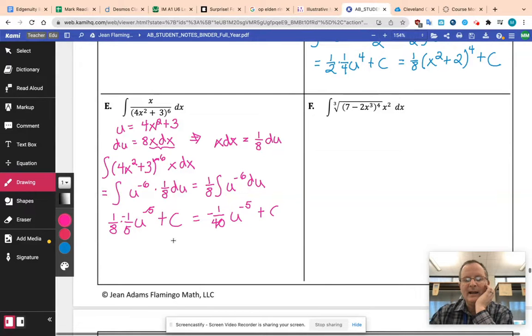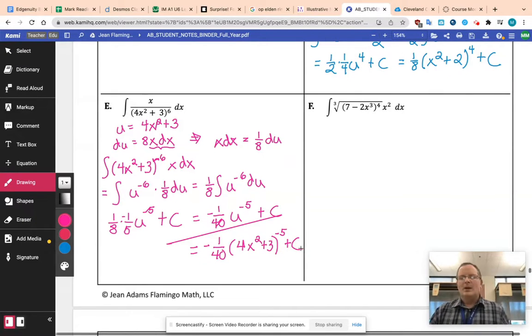And now let's substitute back in. So negative 1/40, and u was 4x squared plus 3, to the negative 5, plus c. Cool. Okay, that was a whole lot of work.